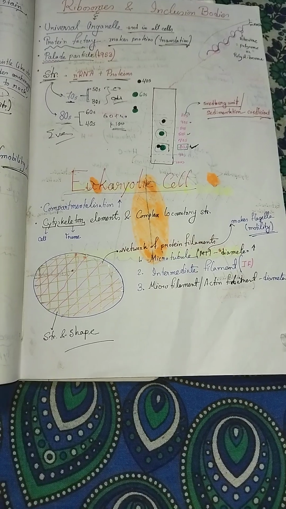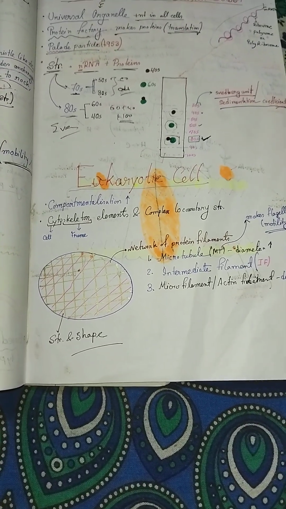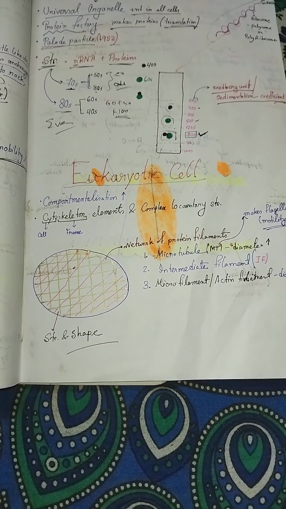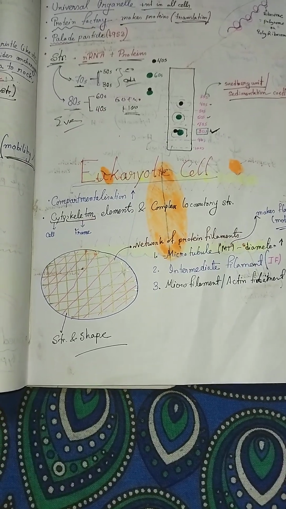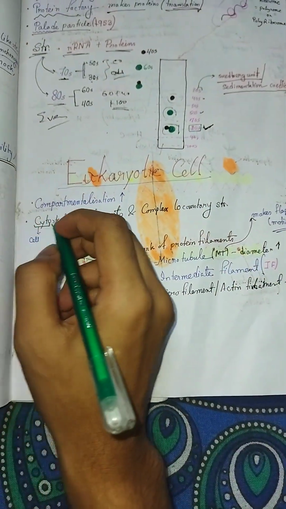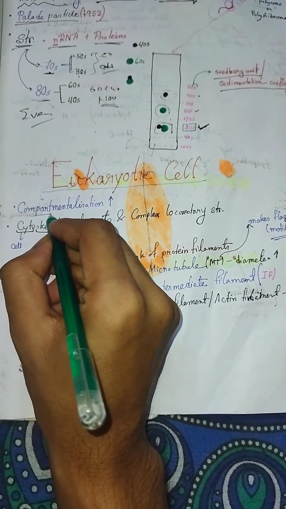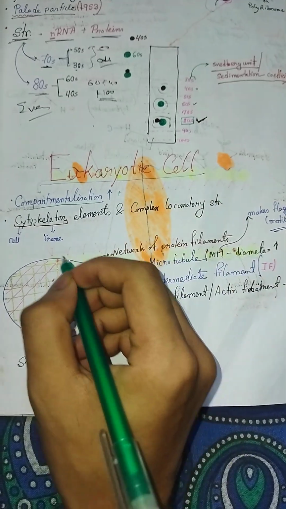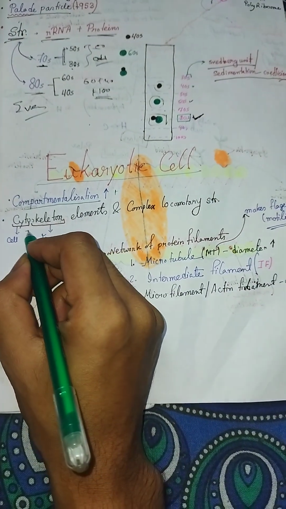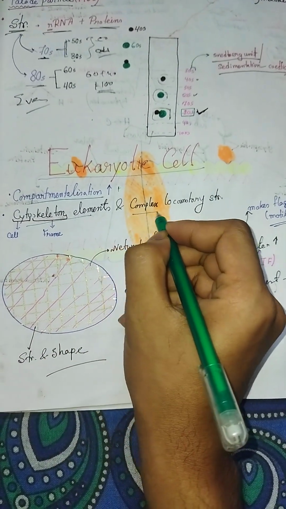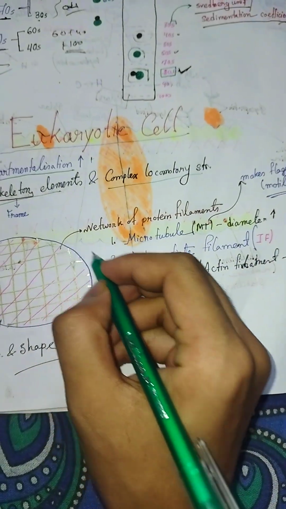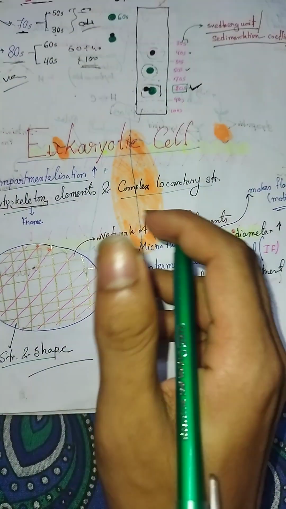Today's topics are, first, eukaryotic cells, then the cell membrane, then the cell wall. First, let's talk about eukaryotic cells. Eukaryotic cells contain membrane-bound organelles, and their compartmentalization increases. They have a complex cytoskeleton element and complex locomotor structure. And this is the structure and the shape of the eukaryotic cell.